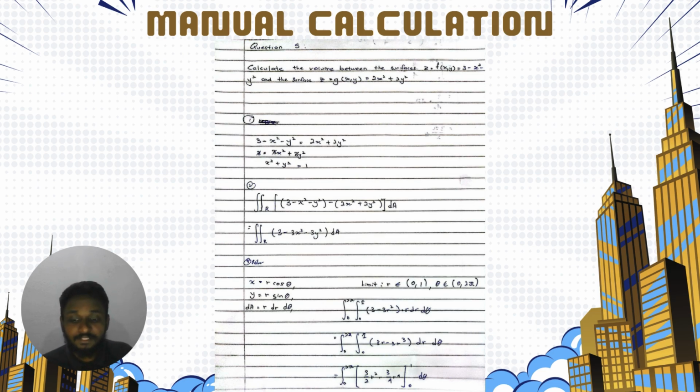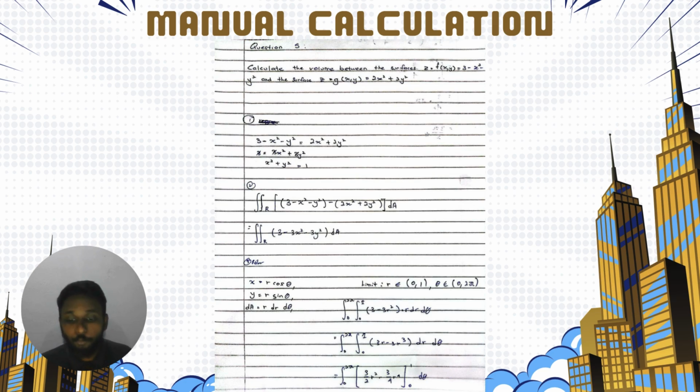Next, set up the double integral. We subtract the bottom surface from the top surface, so the volume equals the integral over the region R of 3 minus x squared minus y squared, minus the second surface 2x squared plus y squared, dA. Simplifying this expression, we get the double integral over R of 3 minus 3x squared minus 2y squared dA.